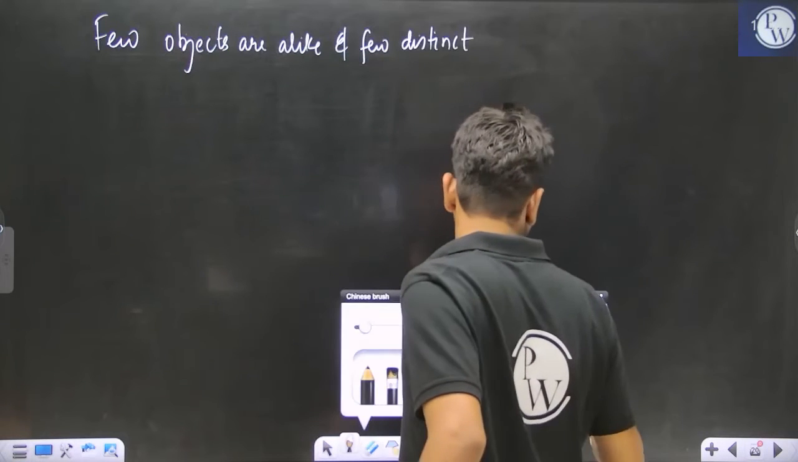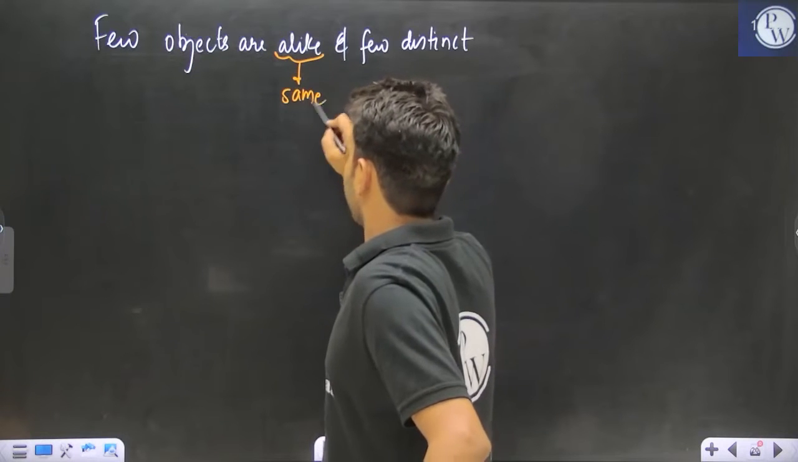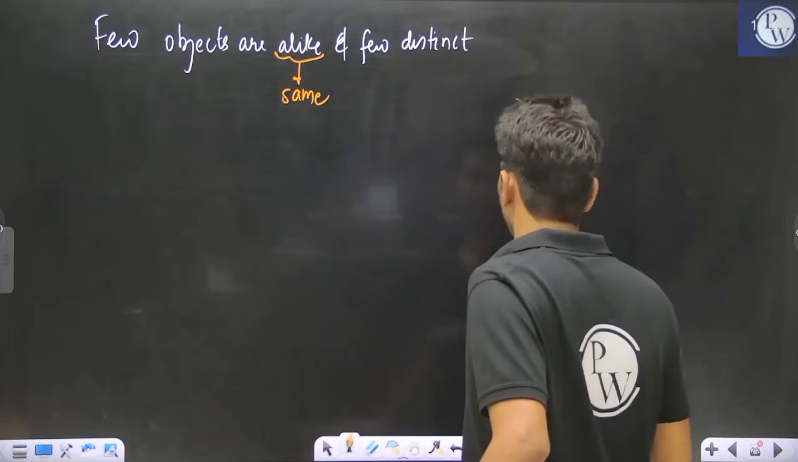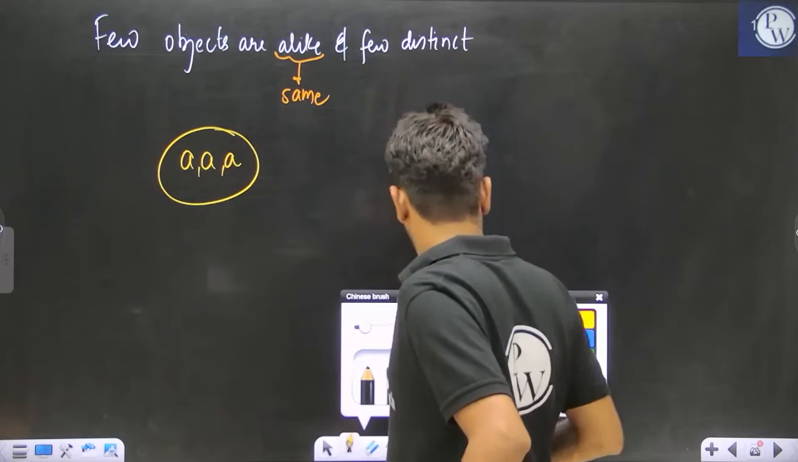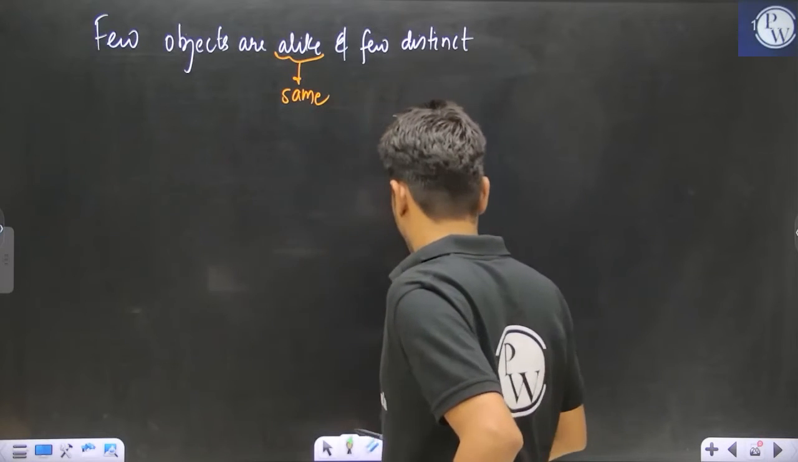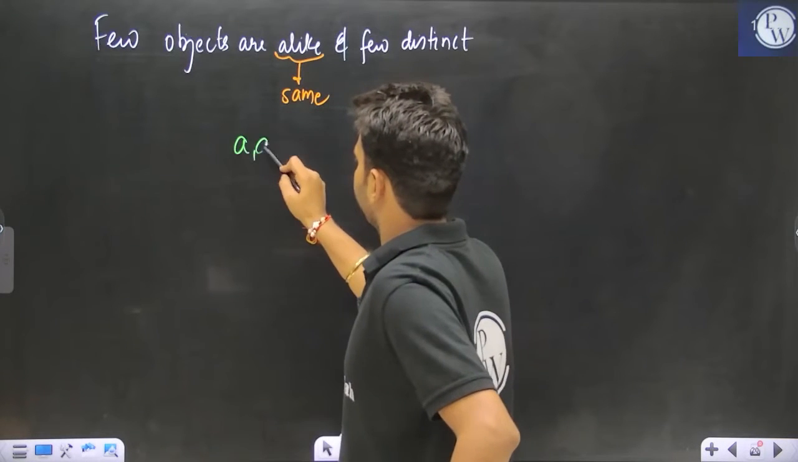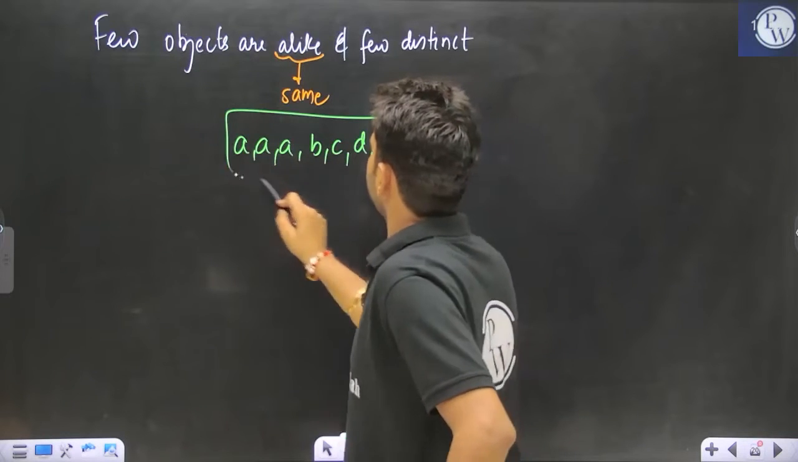Okay, alike means same. Okay, now this is the case when, let's say, the objects are given to me like this: A, B, C, D, D. These are the objects given to me.